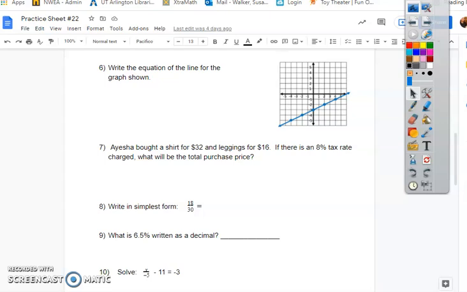Hey everyone, we are going to work on practice sheet 22. We're going to do the back side now. So let's start with number 6. Write the equation of the line or the graph shown.